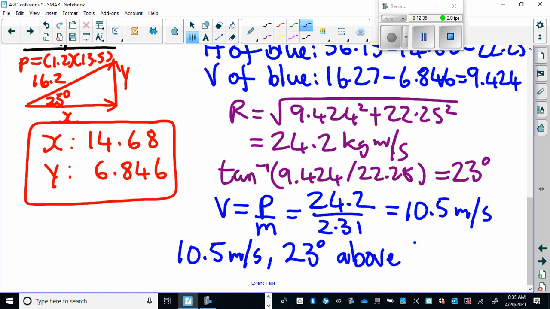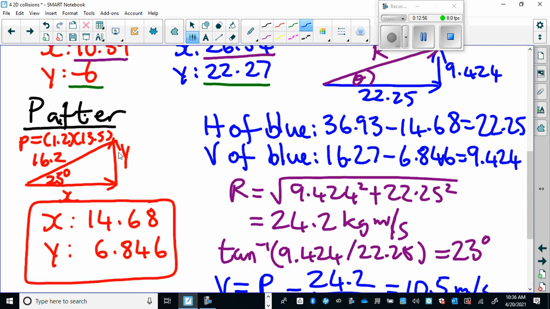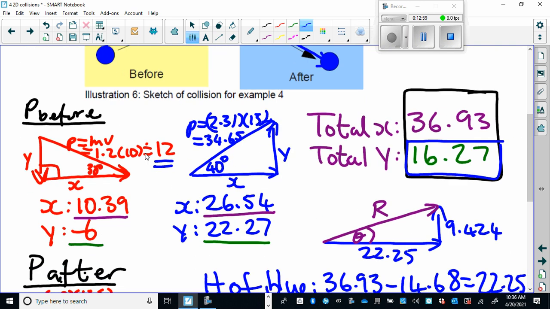It's actually above the horizontal, not below, as the diagram seemed to imply at the beginning. So it's above the horizontal. Shouldn't be too surprising, because again, the momentum of the blue ball before the collision was significantly greater than the momentum of the red ball. Let's just look at that once more. The momentum of the red ball before the collision was right here. 12 kilogram meters per second. The momentum of the blue ball was almost 3 times that. It was 34.65 right here. So it's not surprising the blue ball actually does have a little bit of upward trajectory.